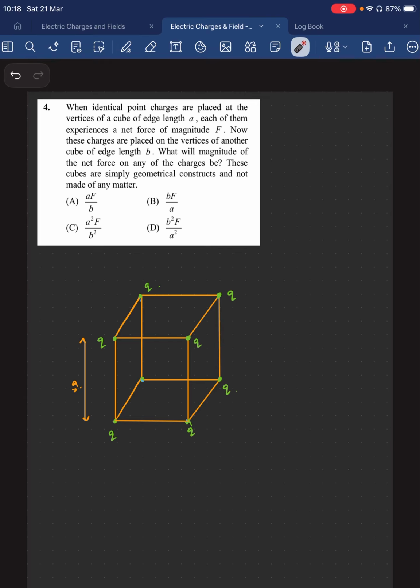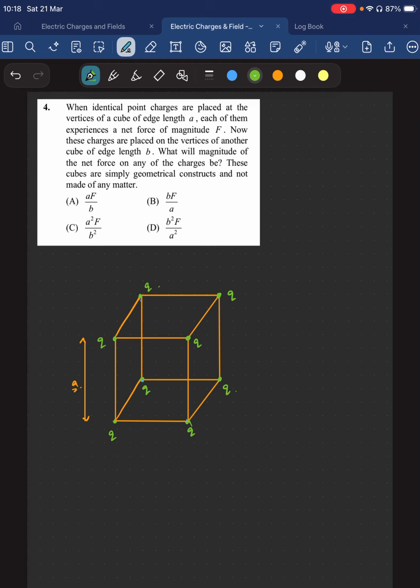So in this question, you have identical point charges placed on the vertices of a cube of edge length A. I've already drawn that diagram. You have 8 charged particles Q placed on the vertices of a cube of edge A. And it's mentioned that each of them experiences a net force of magnitude F.